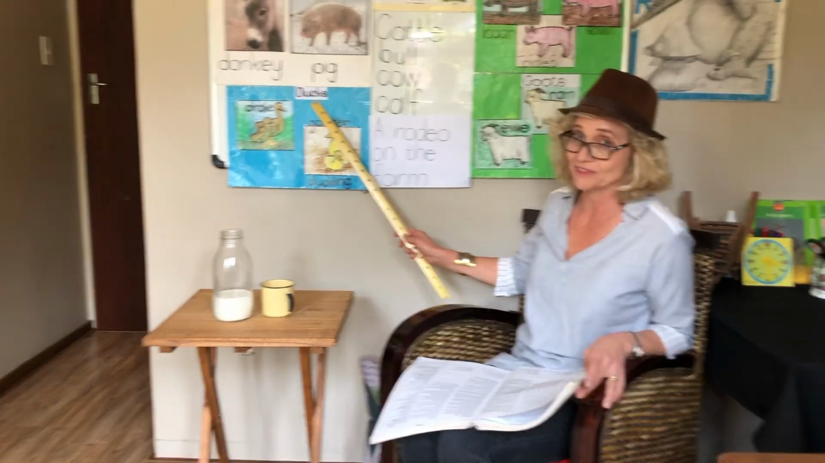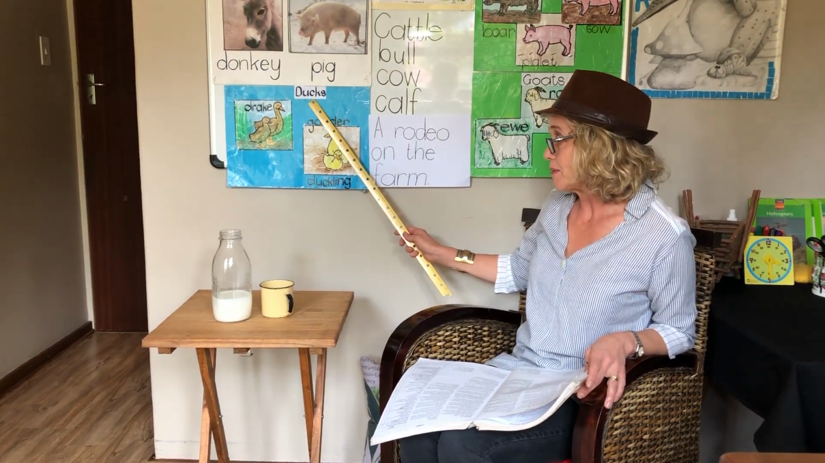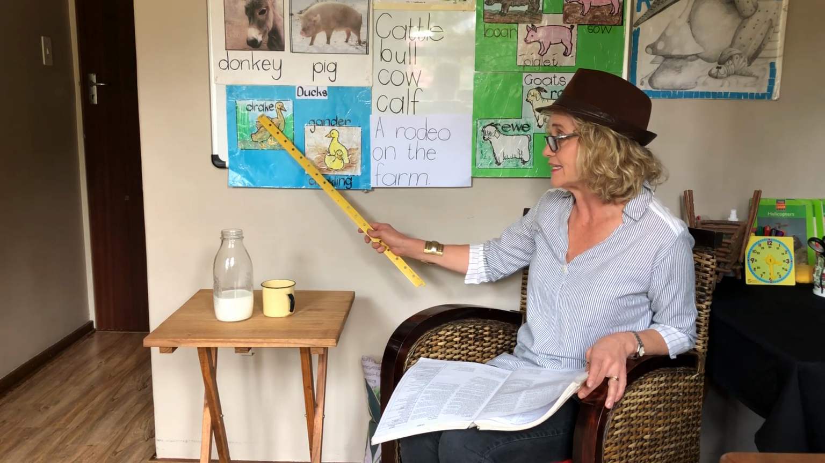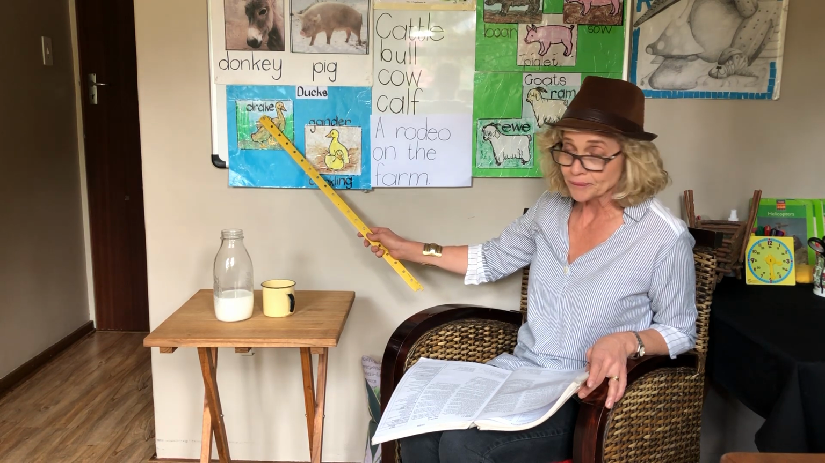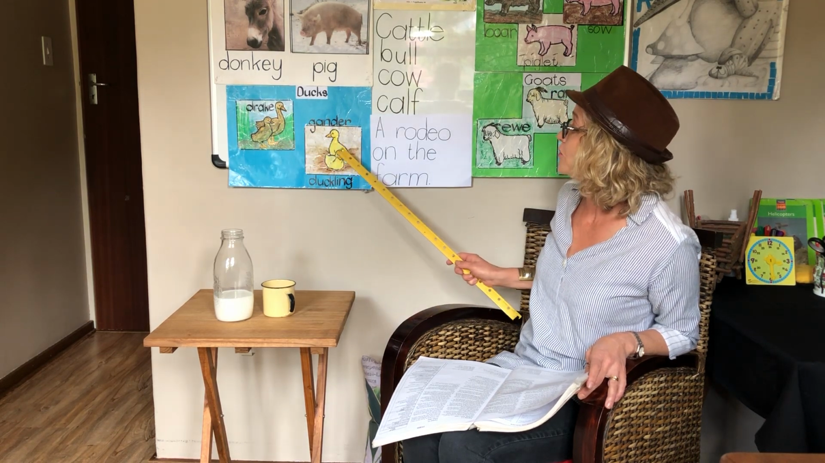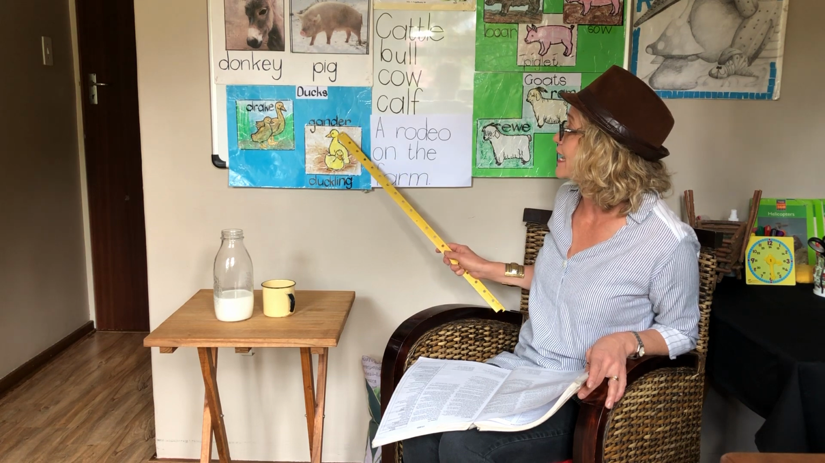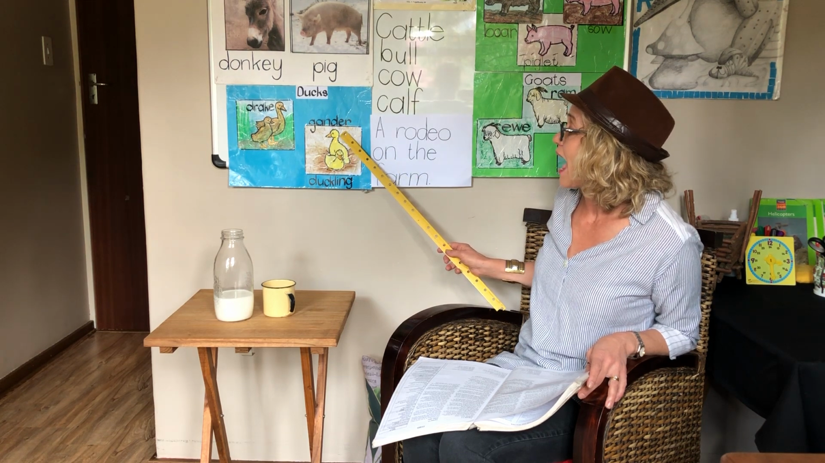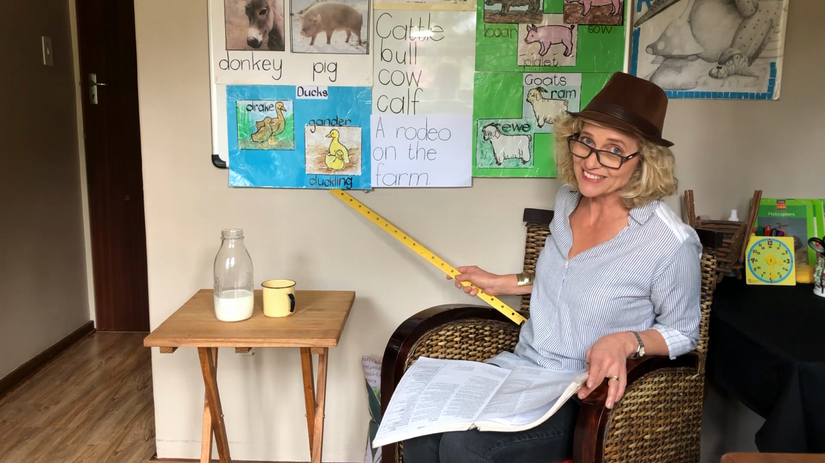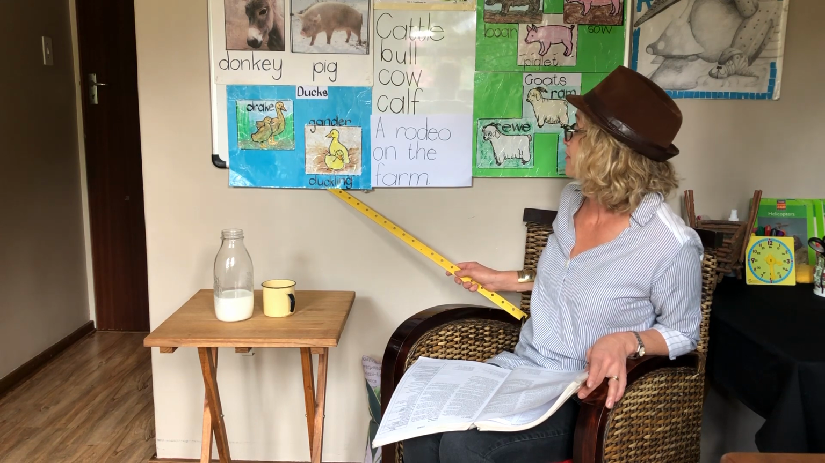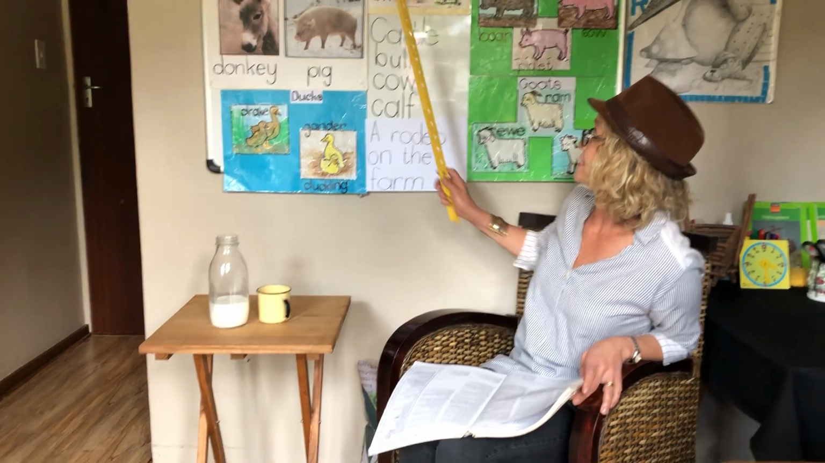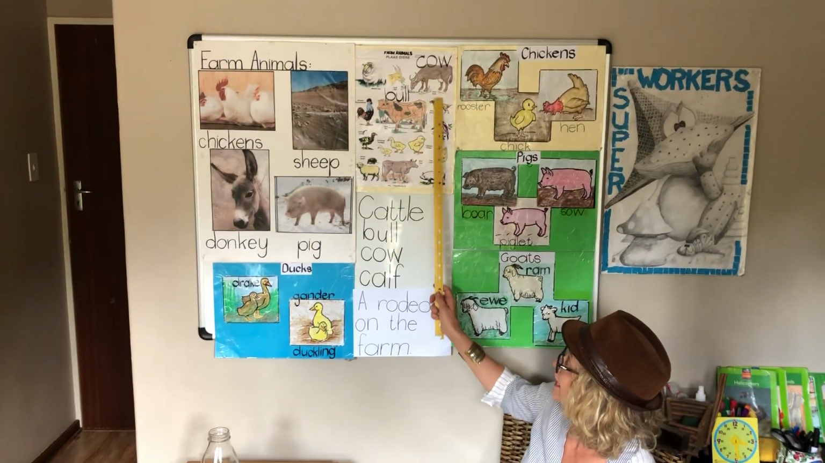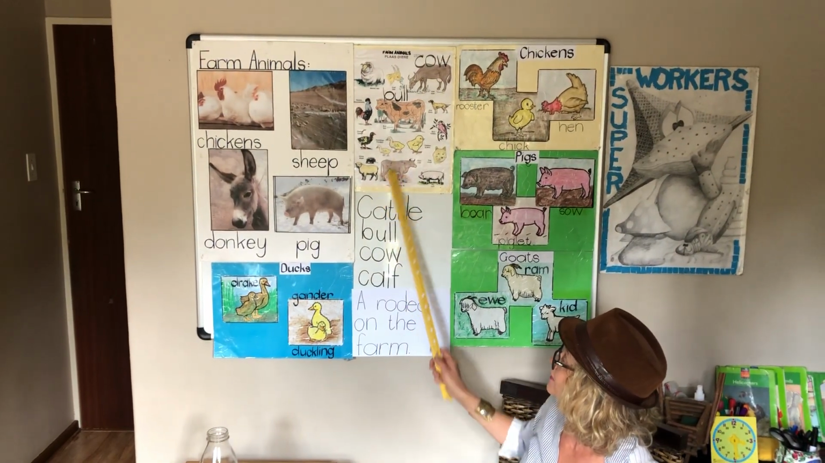So yeah, we have ducks. The male of a duck is a drake. The female of a duck is a gander. And the baby of a duck is a duckling. And as you can see, this is just a picture over here with a lot of farm animals.